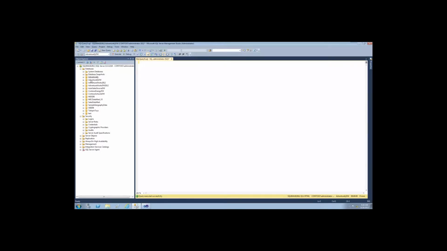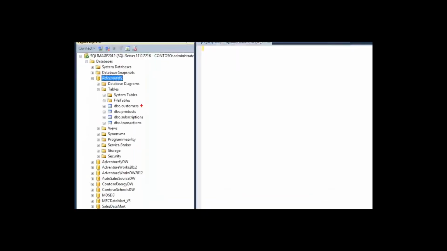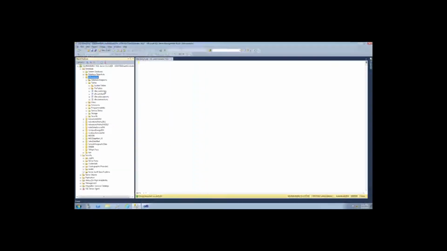And so the relational system, if you see here, I have just a few tables. I didn't have the time to create all the tables for usage, but I have the basics here: customers, products, subscriptions, and transactions. Okay, so let's take a look just to give you guys some idea of what this data looks like.